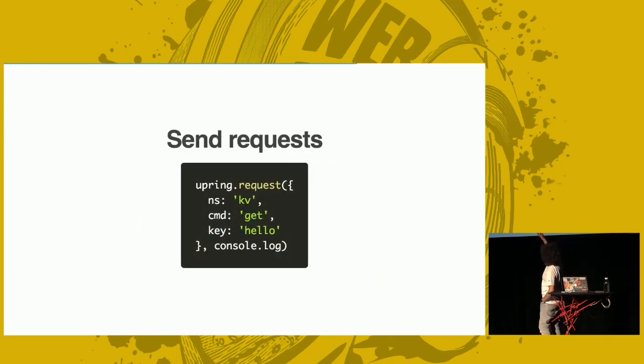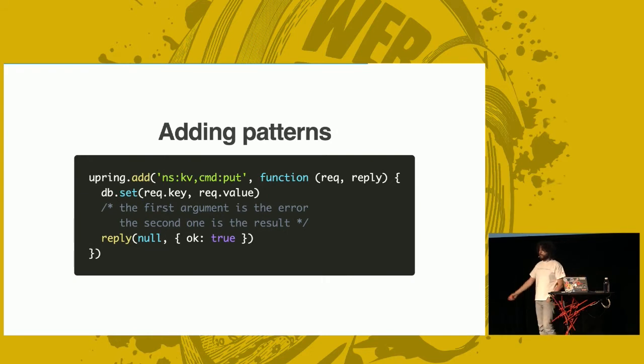When sending messages to UpRing, you pass an object. A message in UpRing is just a simple object. The most important property is key. That's what's going to get hashed. And then you add some patterns. To receive and handle those messages, you can add multiple ones, whatever. But you need to specify the command you want to handle and the namespace for that. So here, this is the code from our key value store, so we use just a map, and that will return OK, true.